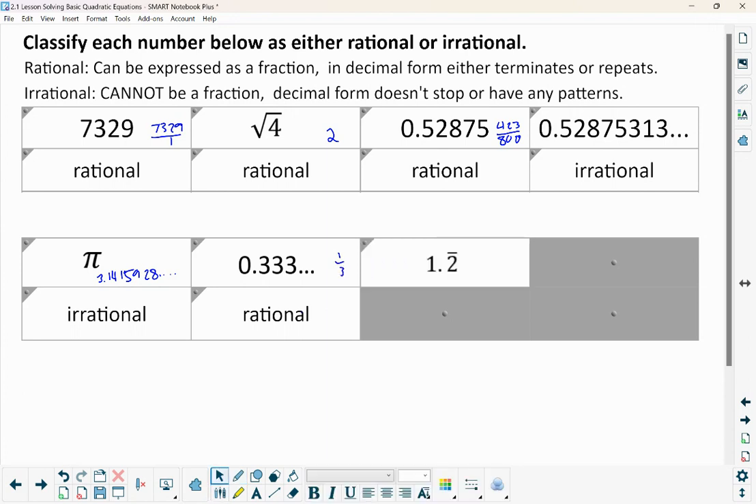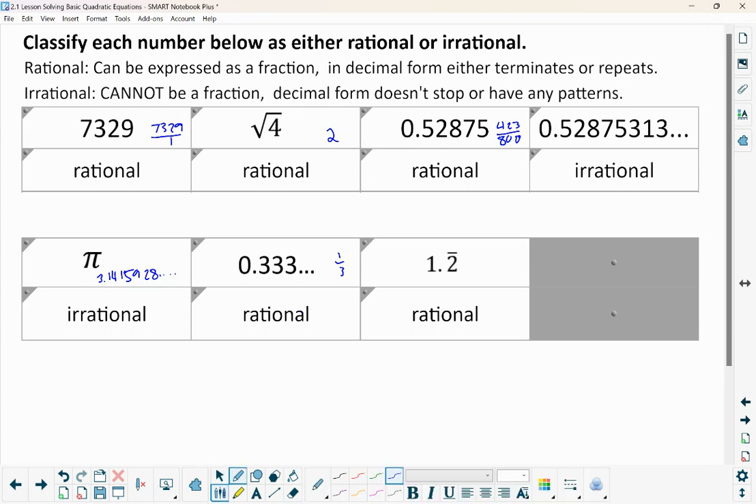Our next one is 1.2. We've got a bar over the 2. Remember, a bar like this over the 2 means that that's a repeated 2. So this is a rational number. The fraction of that, let me see if I can come up with it. Yeah, it's 11/9, just in case you were curious.